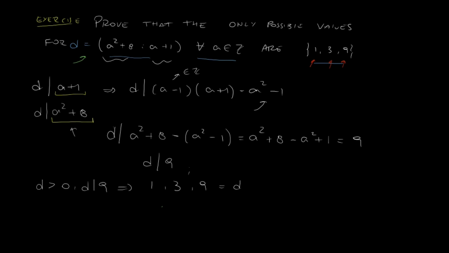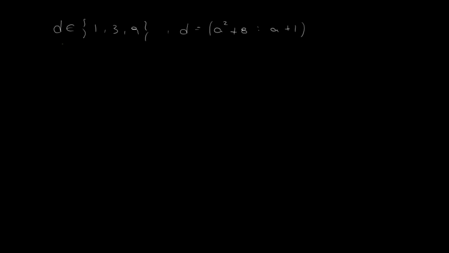However, d will only take one number. D cannot be 3 numbers at the same time. Different values of a will give us different values of d. Let's try this with a few examples. With the calculations we did before, we got that d is one of these 3 numbers and is the greatest common divisor between a squared plus 8 and a plus 1. Let's see now 3 examples where d will take these 3 values.